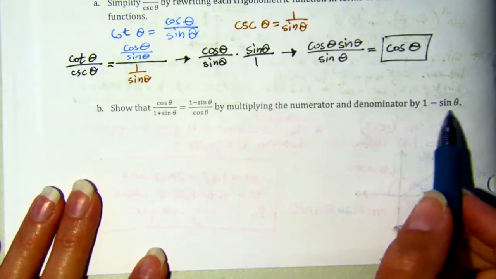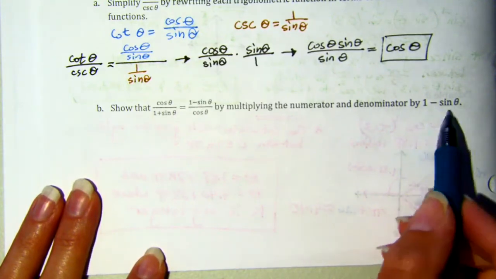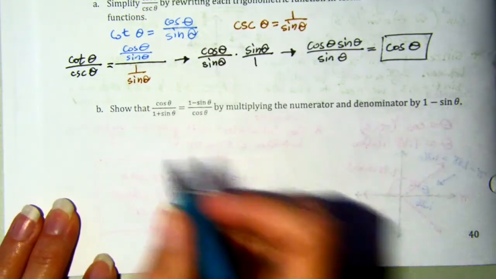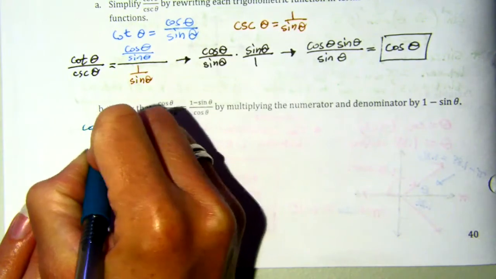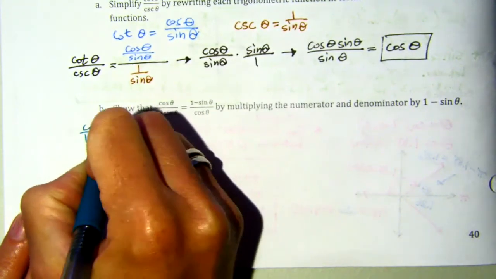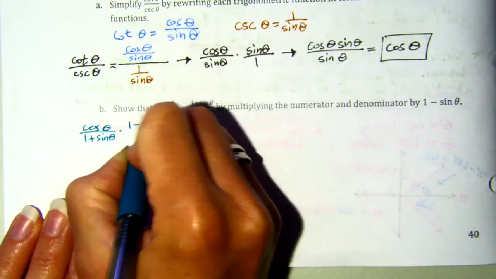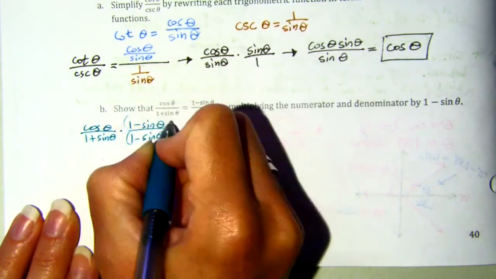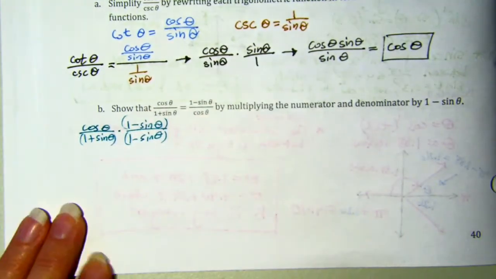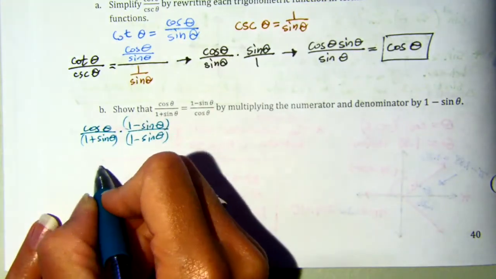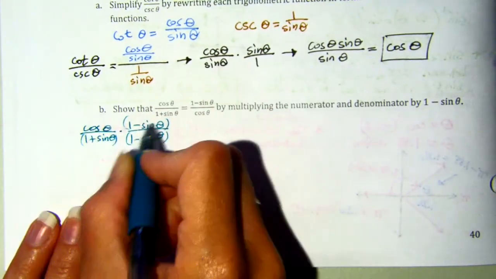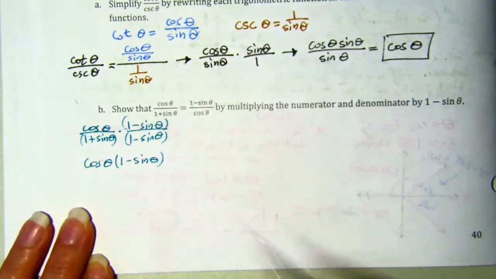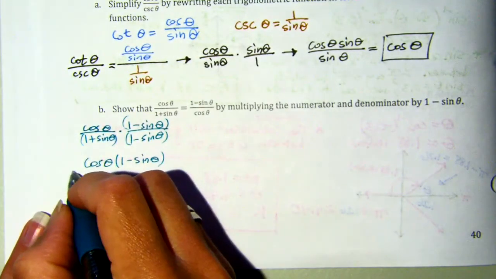We call this the conjugate. The conjugate has the same values but a different sign in the middle. And you'll see what's going to happen here. We're going to take cosine of theta divided by 1 plus the sine of theta and multiply by 1 minus the sine of theta divided by 1 minus the sine of theta. When we do this, multiply straight across. So we get cosine of theta times 1 minus the sine of theta. I'm going to leave that like it is for now and see what happens in the denominator.